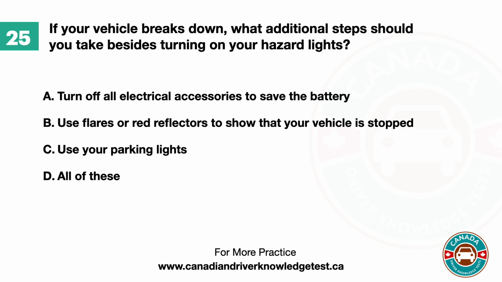Question 25. If your vehicle breaks down, what additional steps should you take besides turning on your hazard lights? A. Turn off all electrical accessories to save the battery. B. Use flares or red reflectors to show that your vehicle is stopped. C. Use your parking lights. D. All of these. The answer is B. Use flares or red reflectors to show that your vehicle is stopped.